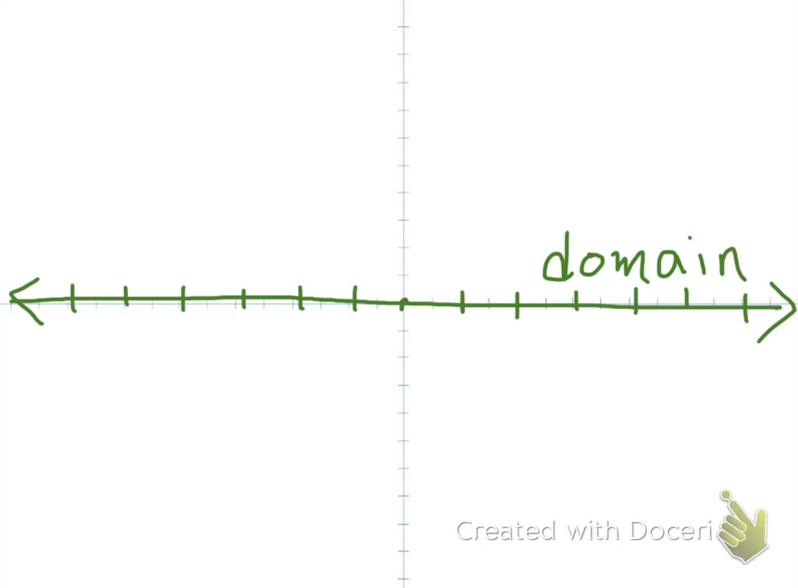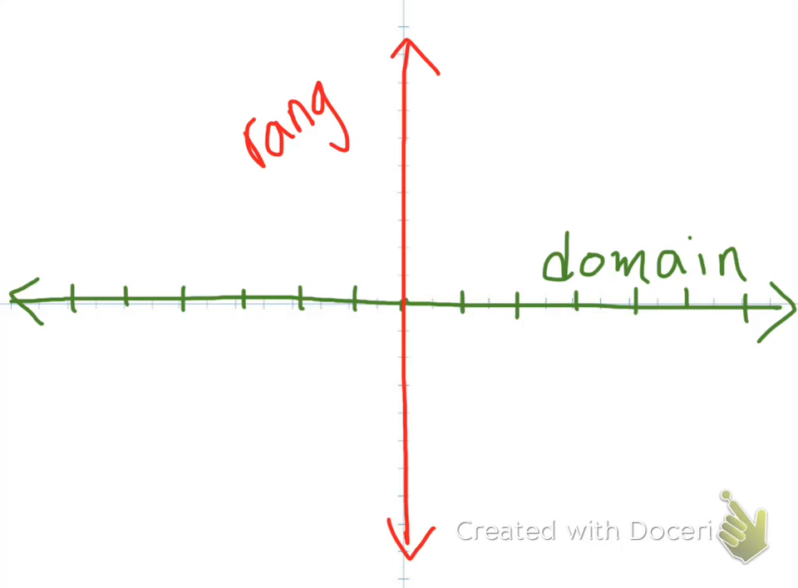Now, let me do one more for you. We are going to be asked to identify the range. The range, and of course I'm going to use red here because I'm not trying to be Christmassy, I'm just trying to be contrasty. So our range are the numbers that are on our y-axis. Hard to spell and talk at the same time for me.